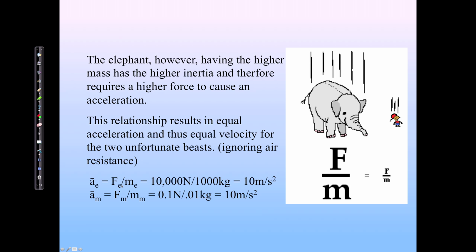So acceleration for the elephant, 10,000 newtons divided by 1,000 kilograms equals 10 meters per second squared. Acceleration for the mouse looks like a force of 0.1 newtons divided by a mass of 0.01 kilograms, again, about 10 meters per second squared. In fact, the accepted value is about 9.81 meters per second squared. That's the acceleration due to gravity. In this case, we're just rounding to 10. It's important to note that no mice or elephants were harmed during the production of this PowerPoint slide.